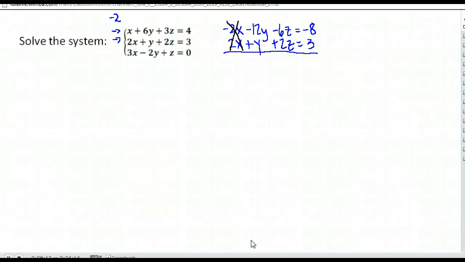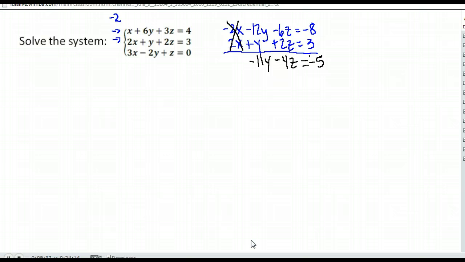X's cancel, they get 0x. Our y's, negative 12 plus 1 is a negative 11y. Our z's, negative 6 plus 2 gives me negative 4z. And finally, negative 8 plus 3 gives me a negative 5. Okay, so we have one equation that just has y and z.